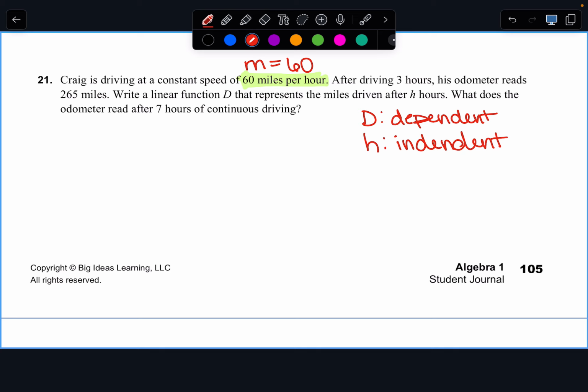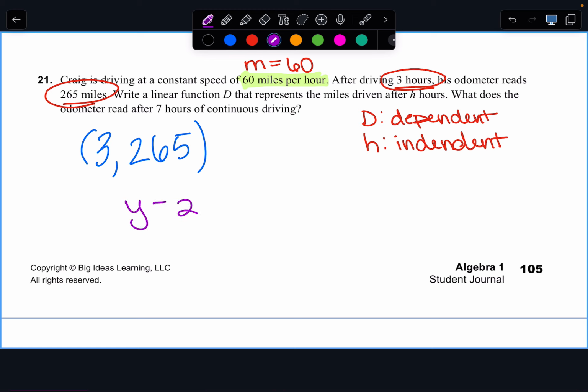Okay. So this 3 hours goes 265 miles, which means we have the coordinate 3, 265. So we can use our point and our slope to write our line, but we're not going to be able to finish because the bell's going to ring. That was the first one. There's going to be a book assignment.